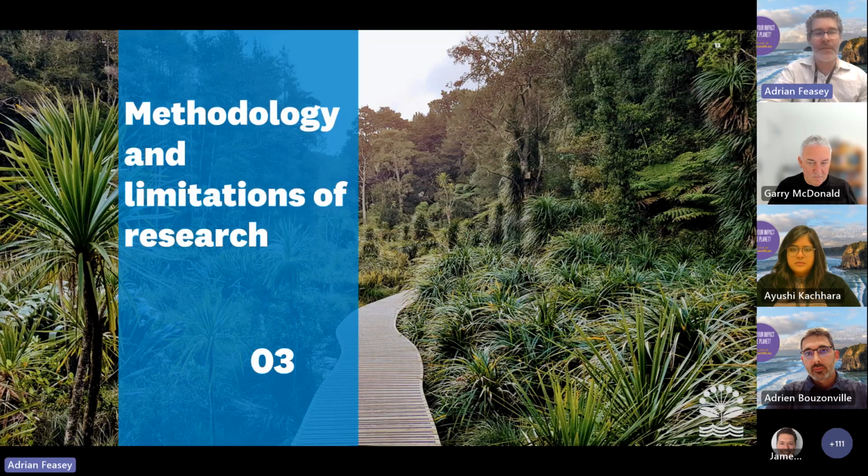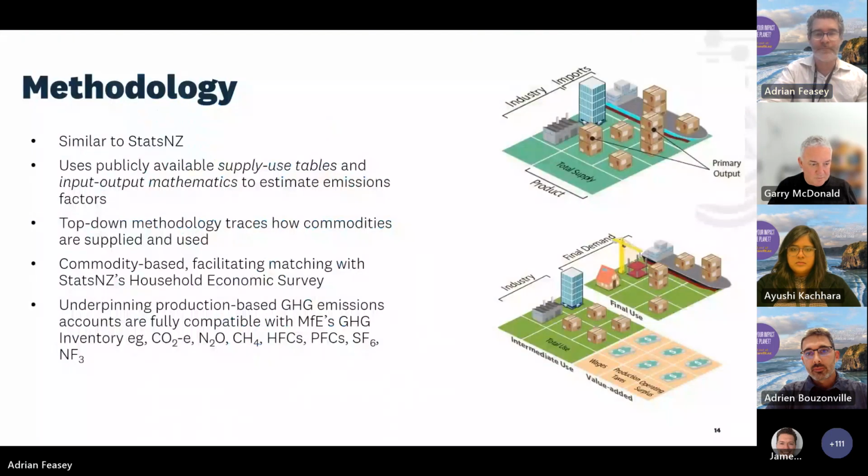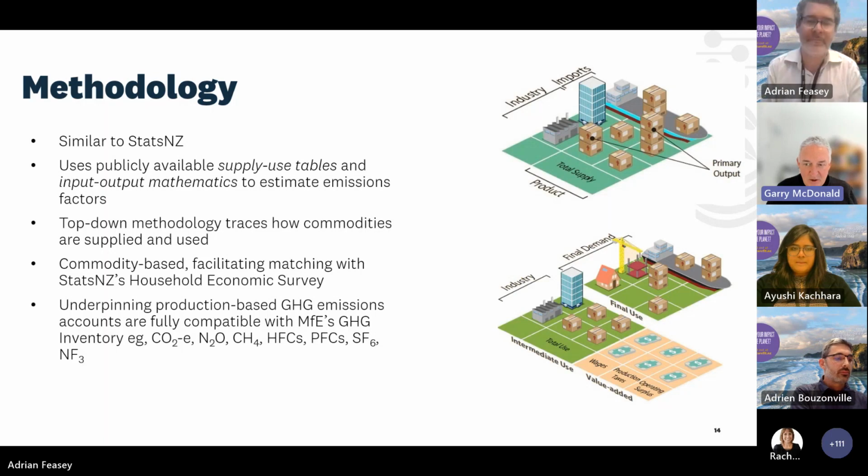So, move to the methodology and the limitations of the research. The methodology that we've followed in the production of the emission factors is very similar to that produced by Statistics New Zealand. It uses publicly available supply use tables that Stats produce as part of their industry survey, and it uses what's called input-output mathematics, which I'm going to talk a little bit about, but not too much, to do the emissions factor calculation. It's a top-down methodology.